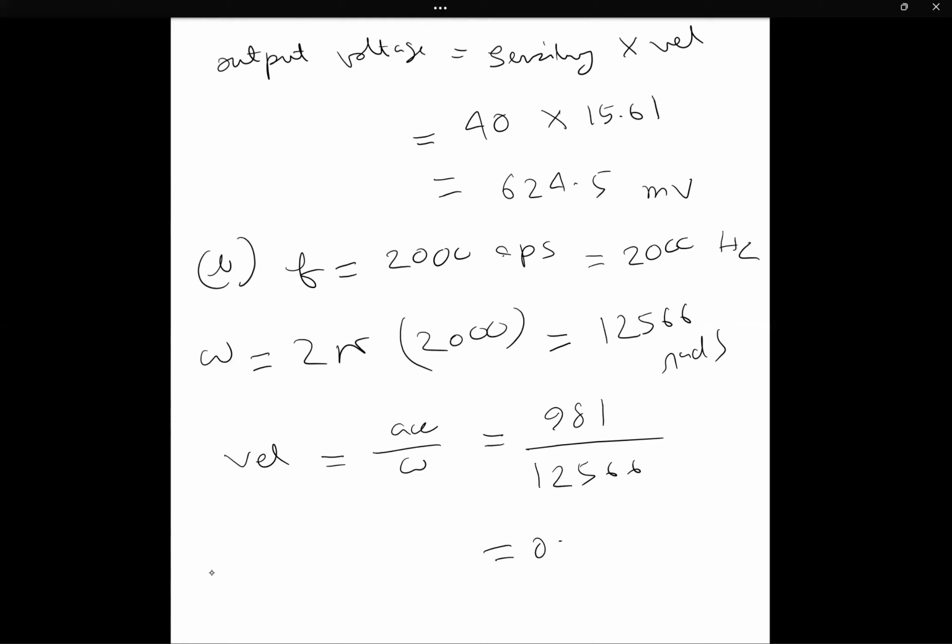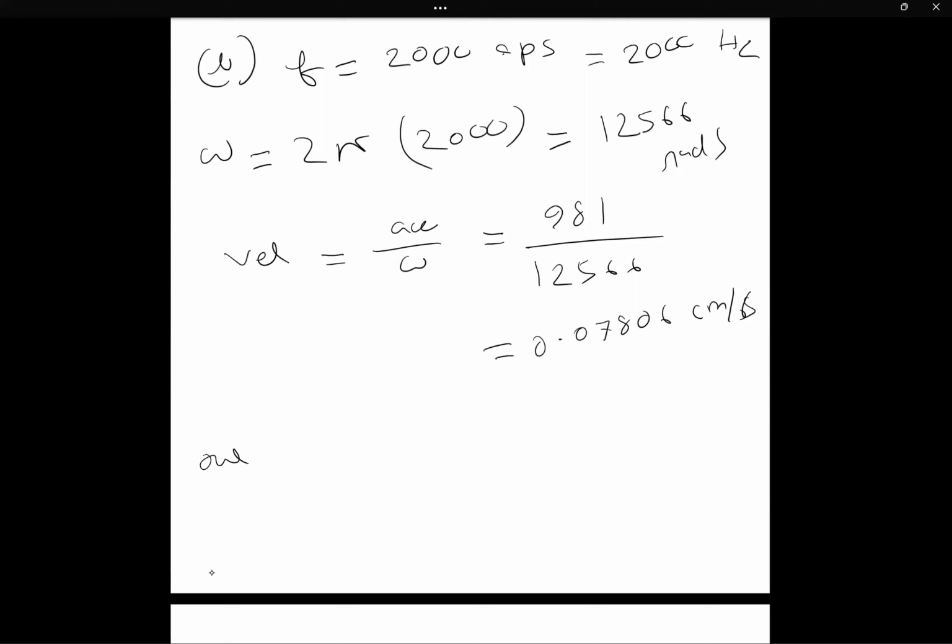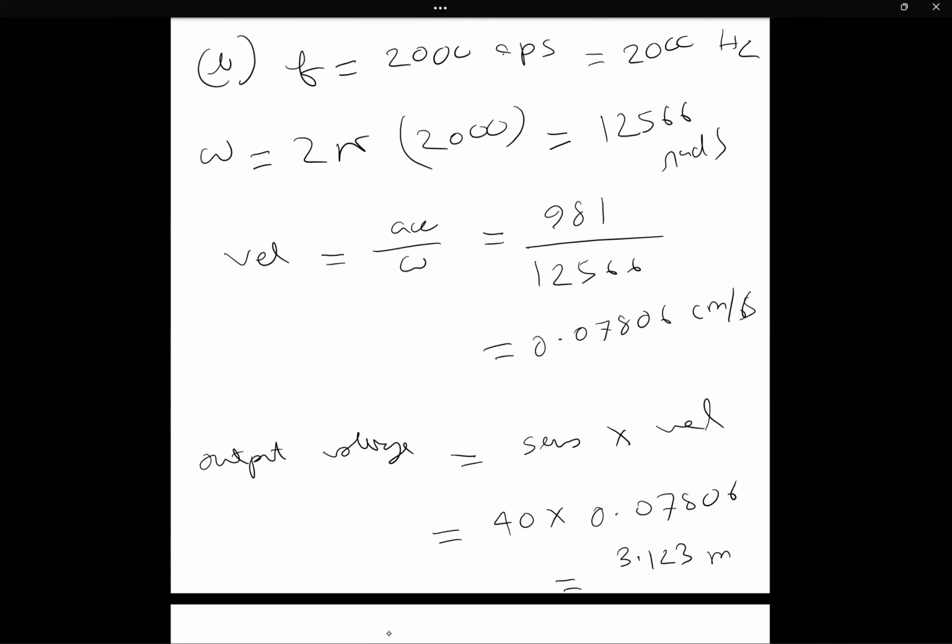velocity as 0.07806 centimeter per second, and then the output voltage will be equal to sensitivity multiplied by velocity. So sensitivity is 14 and the velocity is 0.07806, which is equal to 3.123 millivolt. That's it.